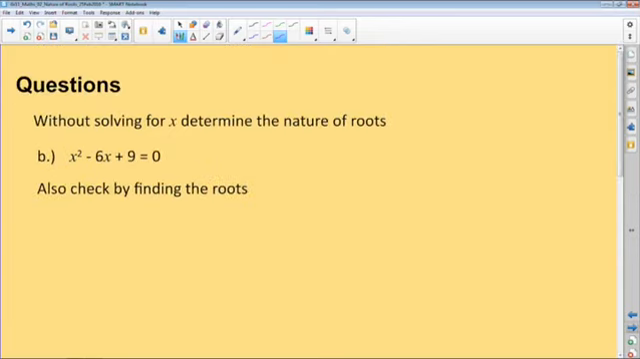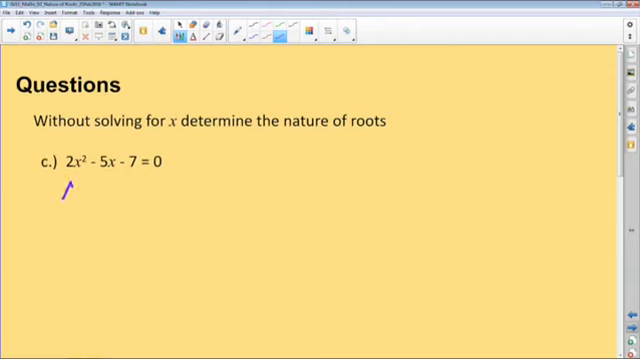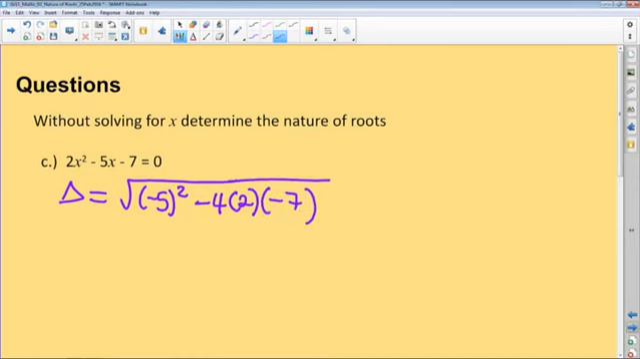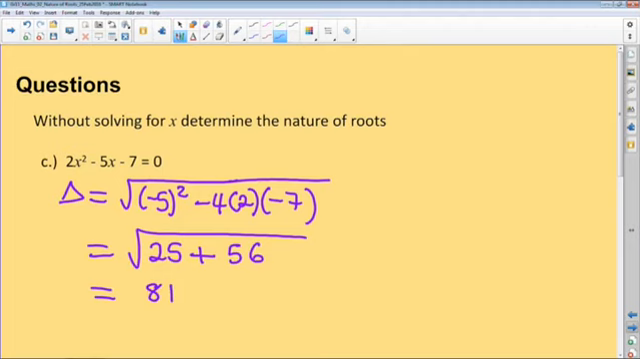Now we look at the next one. Without solving for x, determine the nature of roots. So our discriminant here will be b squared minus 4ac. You've got negative 5, all squared, minus 4, what's your a? It's 2, and c is minus 7. Now let's simplify. You get the square root of 25 plus 8 times 7, that's 56, which gives us the square root of 81, and then you get 9.